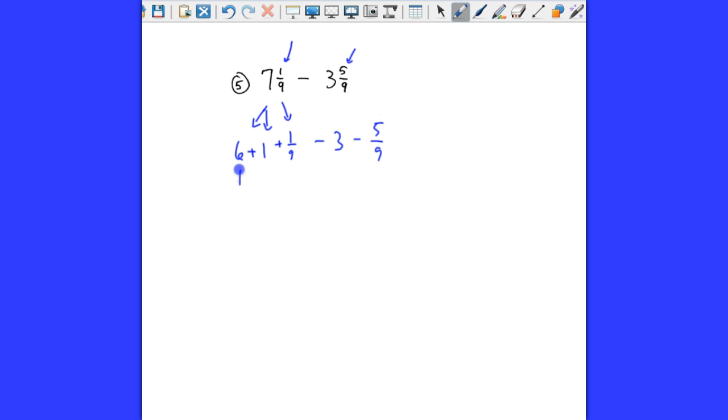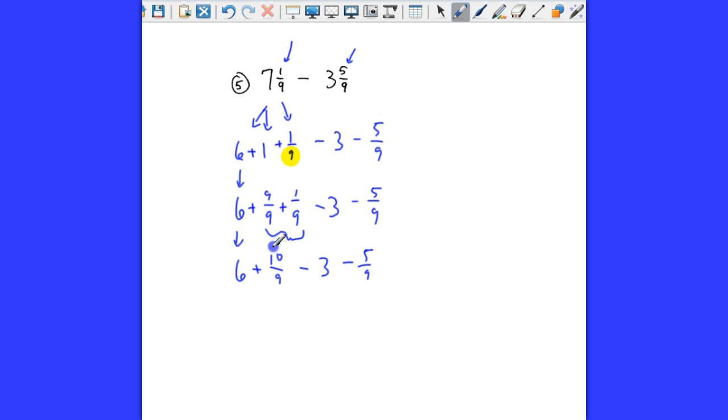Okay, now I have 6. 1 is 9/9. Now why did I make it 9s? Because of this. That's a 9 right there. It has to match, because we have to make that denominator the same. The denominator has to be the same or you can't add them together. Now you've got minus 3 and you've got minus 5/9. Okay, so here's what you have. 6 is still 6 plus this becomes 10/9 minus 3 minus 5/9. Now we're going to rearrange.